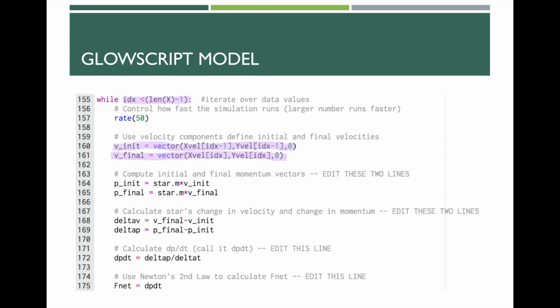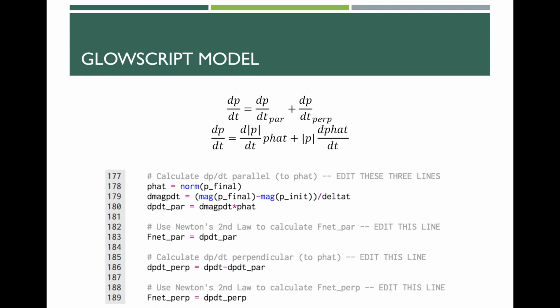Then the initial and final momentums were calculated from the definition of momentum, mass times the respective velocity. The change in the star's velocity and momentum followed the formula of final minus initial respective values. dp/dt was indicated, as in the fundamental principles, as the change in momentum over the change in time, which was also set equal to the net force as determined by Newton's second law. From the fundamental principles, it was determined that in order to find dp/dt, the change in magnitude per time as well as direction needs to be calculated.